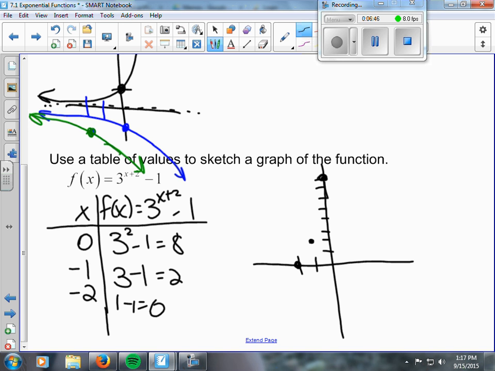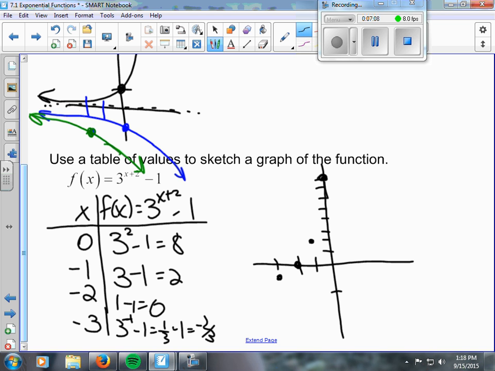And then can I use negative 3? What would happen at negative 3? Well, at negative 3, I would get 3 to the negative 1. That's a negative 1 minus 1. So that's 1/3 minus 1. That's negative 2/3. So at negative 3, I have negative 2/3. So I'm getting a fraction now.